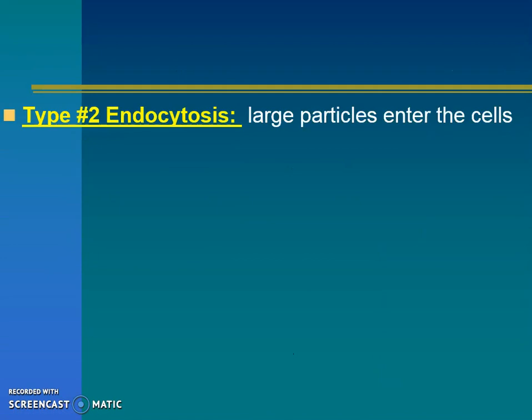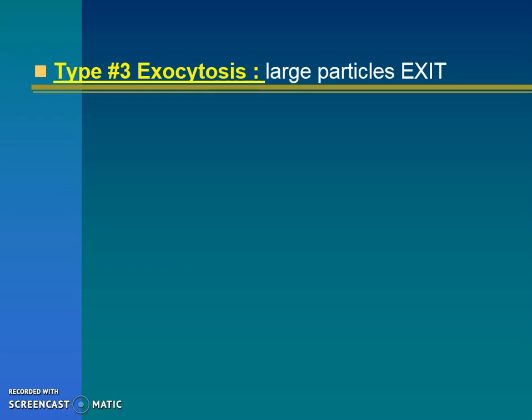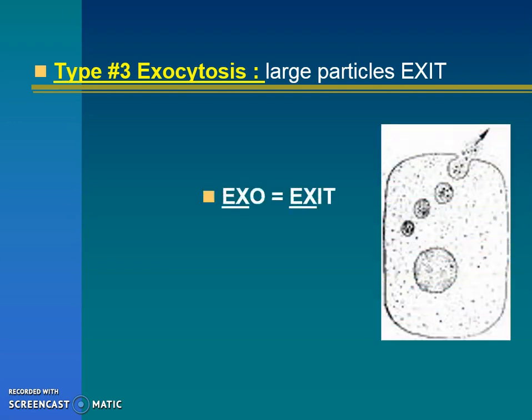The next type, endocytosis. This is how large particles enter a cell. This has the phrase endo, which sounds like the word enter. So this is how a cell might eat something, such as an amoeba or other types of single-celled organisms. They eat something. Enter. Endocytosis. Last one, exocytosis, is how large particles exit the cell. Exocytosis sounds like the word exo, exit. This is how we get rid of waste quickly out of the cell that are big waste particles.